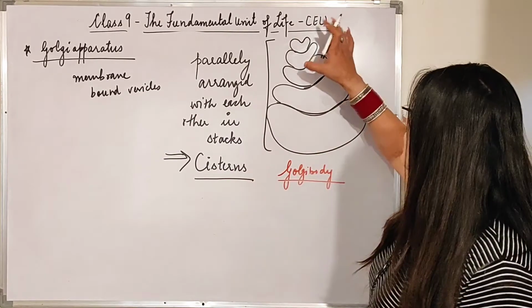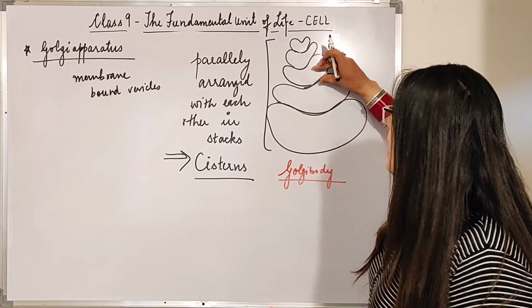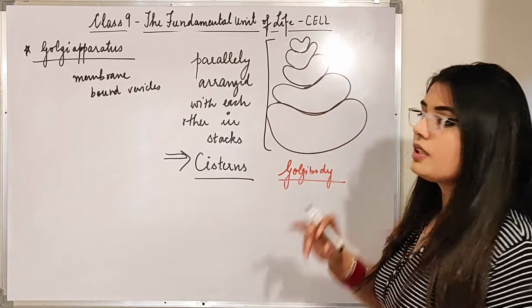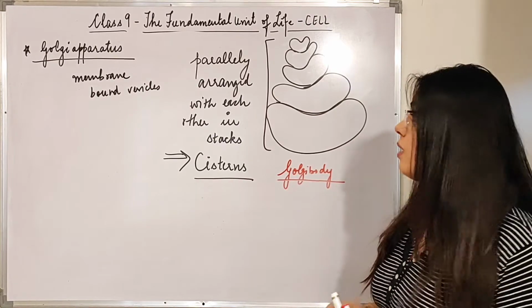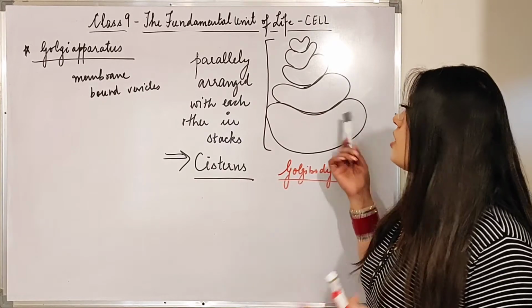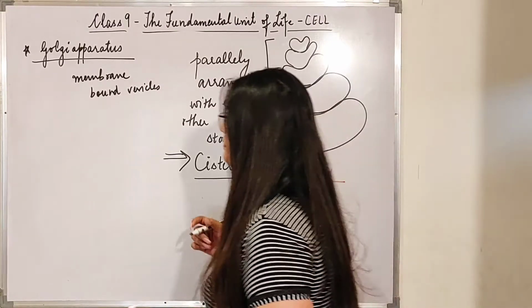Okay, this is a structure. What does it have, beta? Membrane bound vesicles which are parallelly arranged with each other in stacks called cisterns. Right? Now what happens next, beta? We have told the structure of the Golgi apparatus. Now functions. What are the functions?